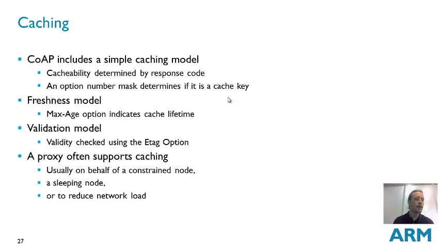Now, just like HTTP on the web, it's possible to cache CoAP. And it's a simple caching model. Cacheability is determined by a response code. That's a little bit different than in HTTP. And options indicate how the cache key is built.